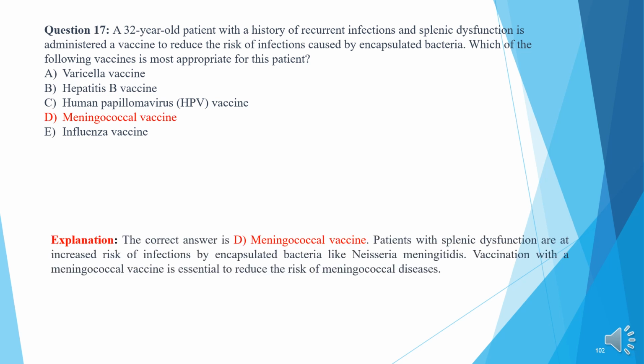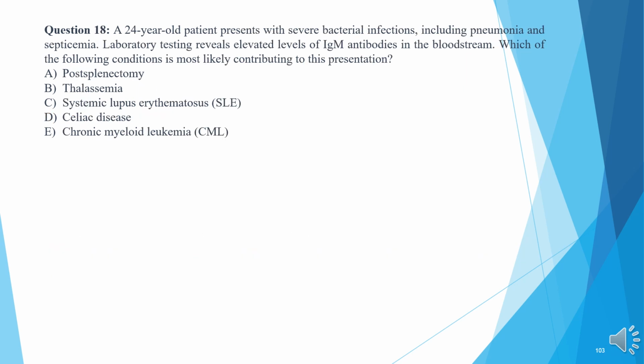Meningococcal vaccine. Patients with splenic dysfunction are at increased risk of infections by encapsulated bacteria like Neisseria meningitidis. Vaccination with a meningococcal vaccine is essential to reduce the risk of meningococcal diseases. Question 18. A 24-year-old patient presents with severe bacterial infections, including pneumonia and septicemia. Laboratory testing reveals elevated levels of IgM antibodies in the bloodstream. Which of the following conditions is most likely contributing to this presentation?